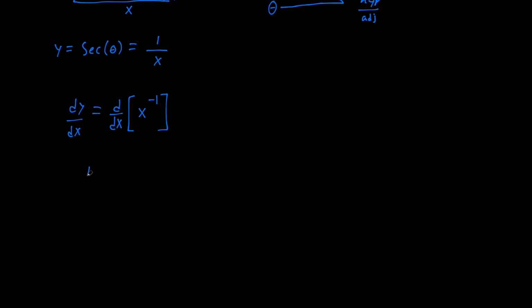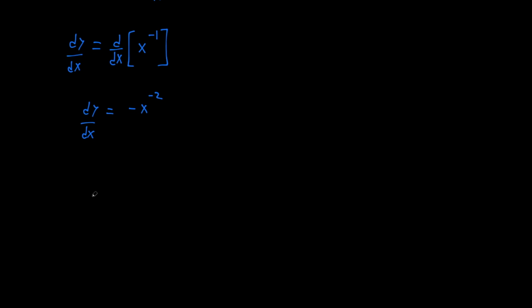So dy dx equals, the negative 1 comes down, x to the negative 2. I like to rewrite this. It makes more sense in my brain to visually put this back in the denominator. So let's say negative 1 over x squared, and we are done.